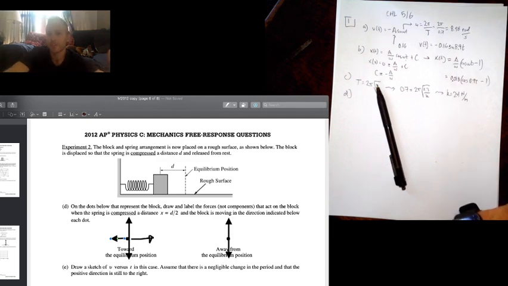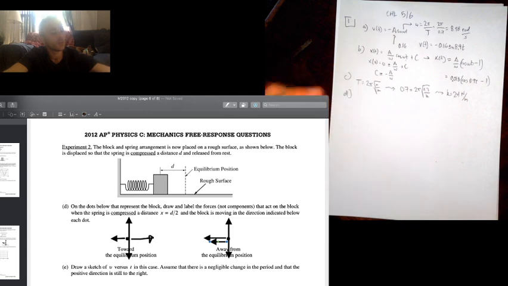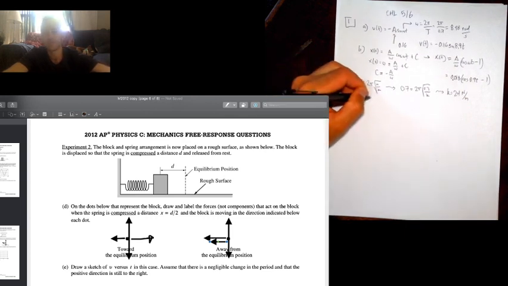Now, what if it has passed through equilibrium and it's moving away from equilibrium? Well, now the spring is instead being stretched, so it's going to pull back. Furthermore, the block is still going to the right, and so friction is still going to point to the left. Okay. So it would be something like that. Again, I haven't labeled these, so you would want to label those on an actual exam.